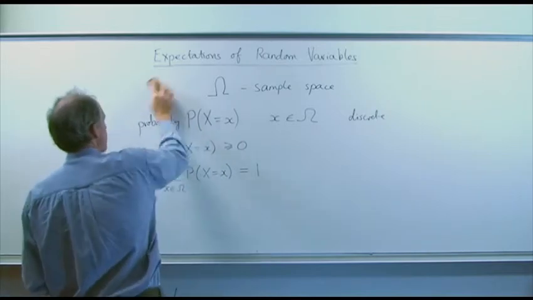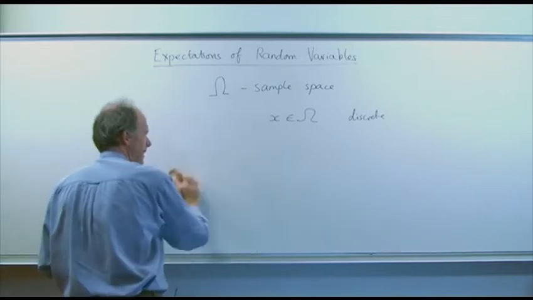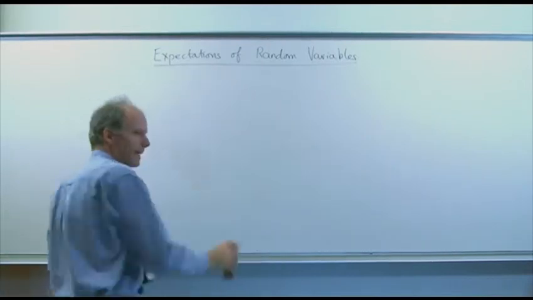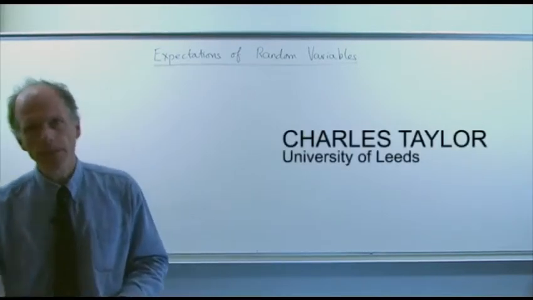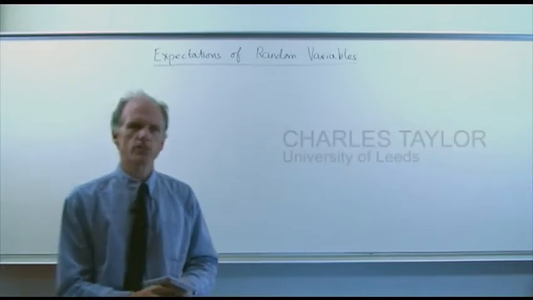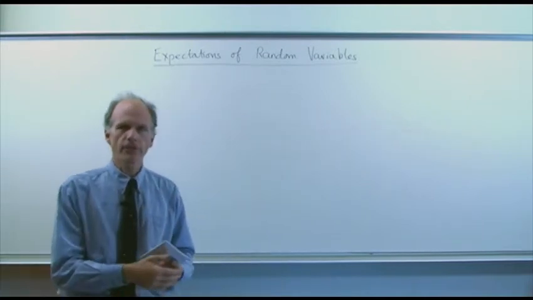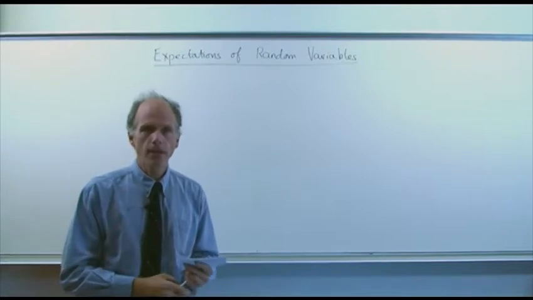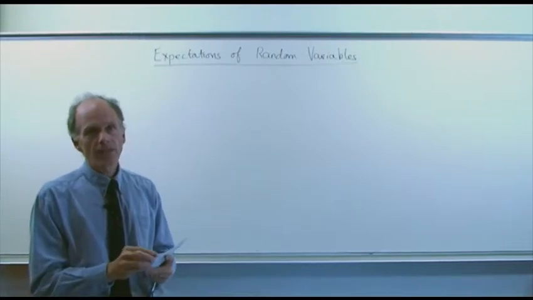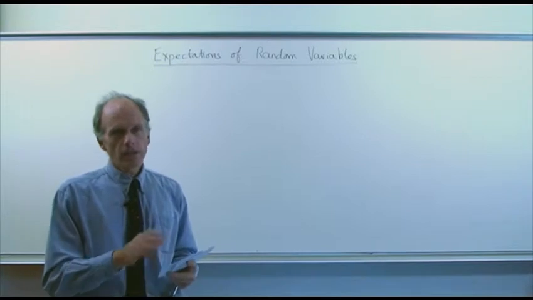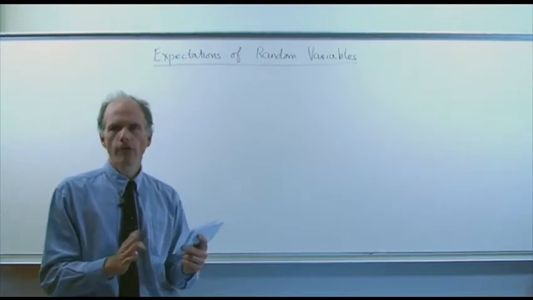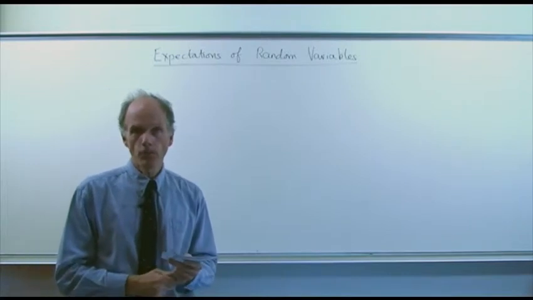So the next thing we discuss is the concept of an expectation of a random variable. And the expectation can most simply be thought of as an average. You're familiar with the idea of taking a bunch of numbers, you add them up and you divide by the number of them. That's a sample mean. Think of the expected value as, if you like, the mean of the random variable.